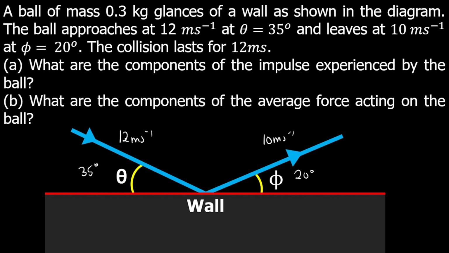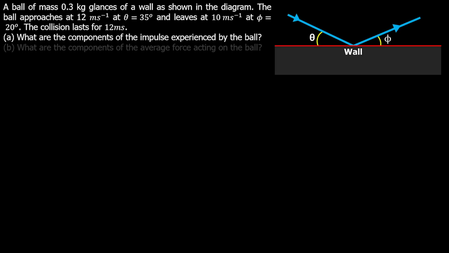What are the components of the impulse experienced by the ball, and what are the components of the average force acting on the ball? Let's look at the first part of the question, which is what are the components of the impulse experienced by the ball? May I just remind you that impulse is just a measure of the change in momentum. So when we talk about the change of any variable, we will always talk about a before and after situation.